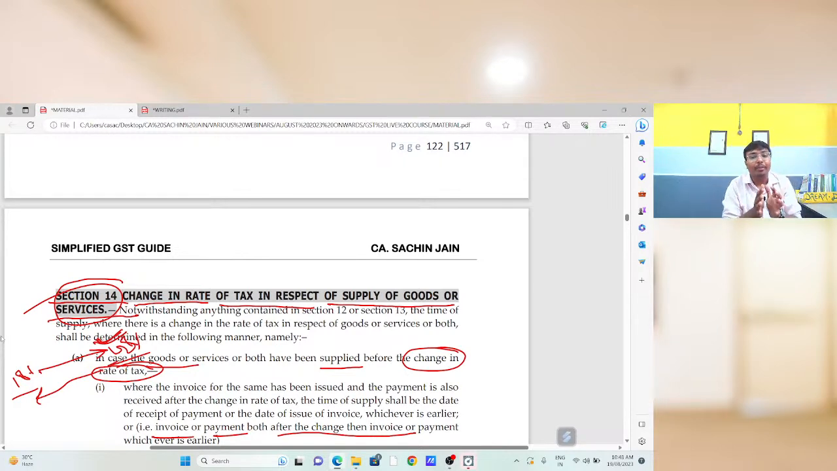One line, when there is a change in rate of tax before supply of goods. That means whenever you are going to make the supply of goods or services before the change in rate of tax, in that case, invoice or payment, whichever is earlier. And when you are going to make the supply of goods or services after the change in rate of tax, in that case, the invoice or payment whichever is later in different scenario, and if the invoice or payment both are prior to change in rate of tax, in that case invoice or payment whichever is earlier will be the time of supply.